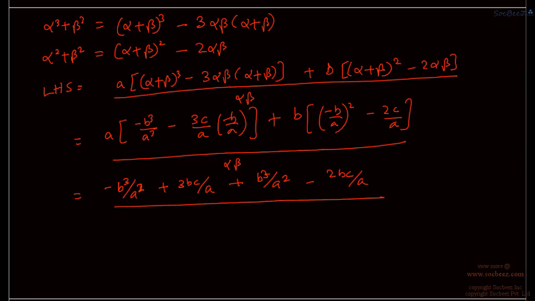Now let's substitute alpha beta. What is alpha beta? Alpha beta is c by a, right? Now the first term is minus b cube by a squared and the third term is plus b cube by a squared. So they cancel. And now second and fourth terms, they too are similar but the coefficients are 3 and minus 2. So that becomes bc by a and that is divided by c by a. So we get b, right? We cancel c by a and we get b here, which is equal to our RHS.